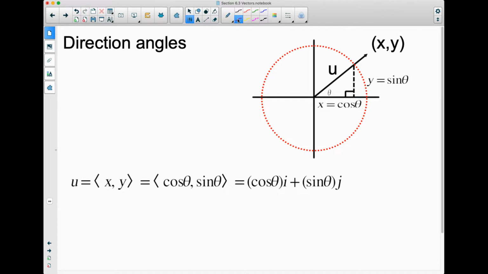So if we're in the unit circle and we're looking at those vectors, we've got cosine, sine, just like we did before. It's a linear combination: cosine i, sine j.